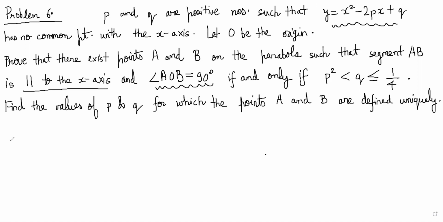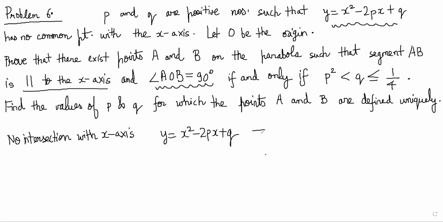No common point with the x-axis means what? Means no intersection with the x-axis, right? That means if you say y is equal to this, which was the equation of the parabola, the y will never be 0, right? This equation is never 0, because if it was 0, it would intersect the x-axis.